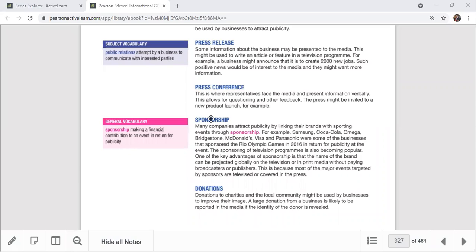In a press conference, media representatives are there and information is presented verbally. It's a verbal method, that's why. So the media channel people can ask questions directly to the people and clarify the information. It's a questioning and answering session. So that's the second method of public relations, the press conference.